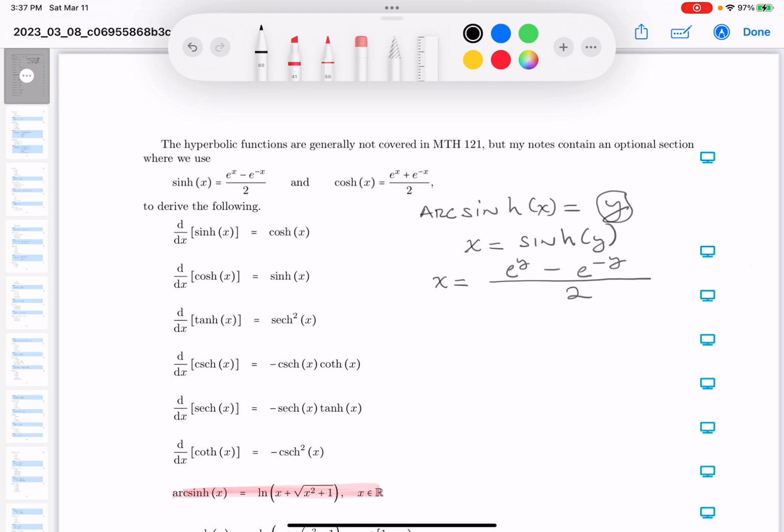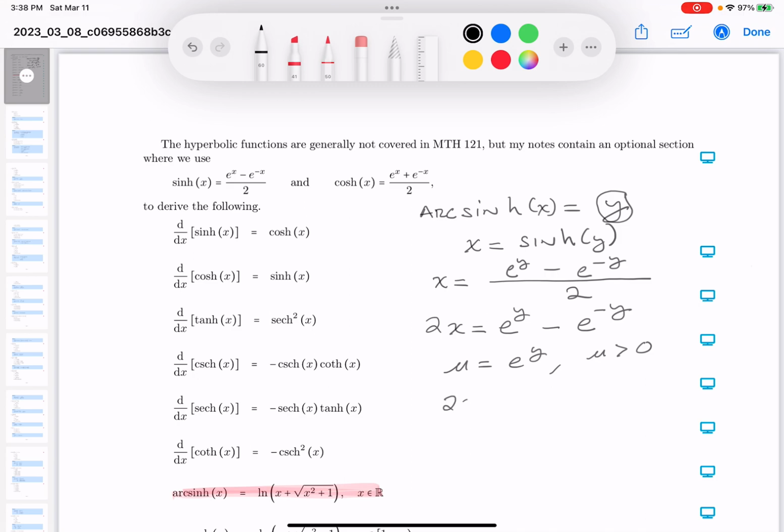Now, I'm going to simplify this a little tiny bit, but I do want to find out what y is. It's going to be 2x equals e to the y minus e to the minus y. The next thing I'll do is make a substitution because those exponentials are killing me. I'm going to say u is equal to e to the y. What do I know? I know that u has got to be greater than 0, looking at that.